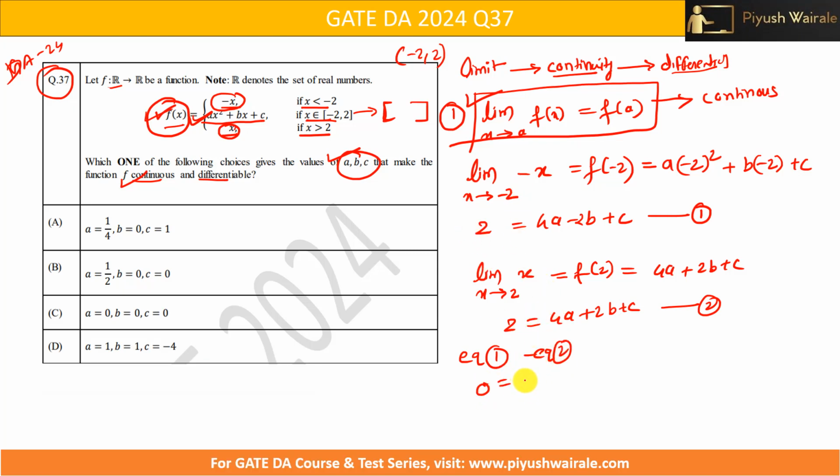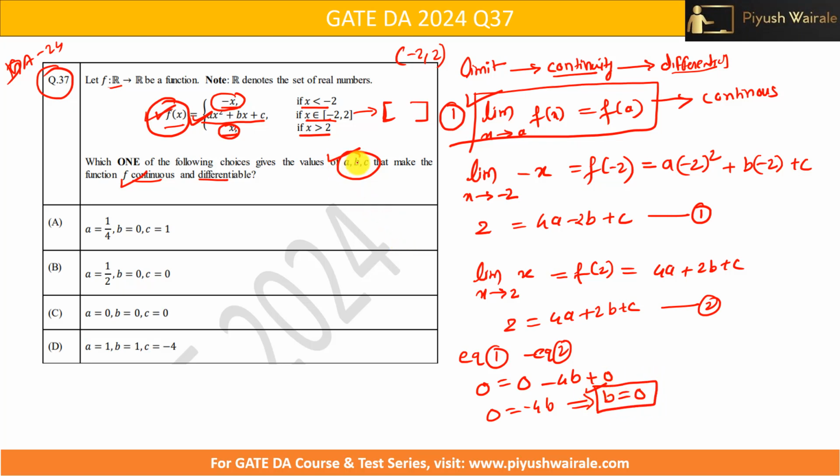4a minus 4a cancel out, 0. Minus 2b minus 2b will be minus 4b, plus c plus c minus c will be 0, right? So here 0 equals minus 4b. So that will be b equals 0, right? So I got the value of b here, that is basically 0.